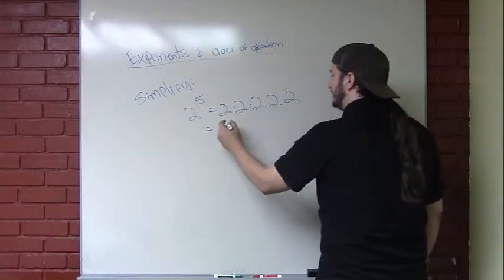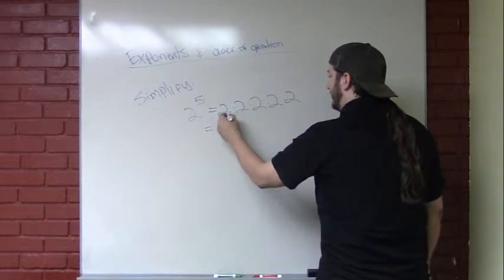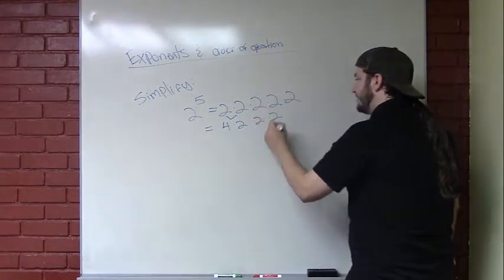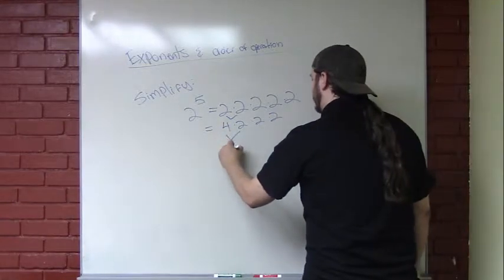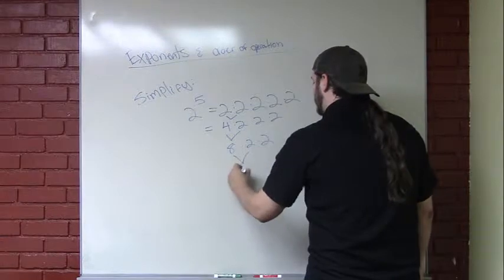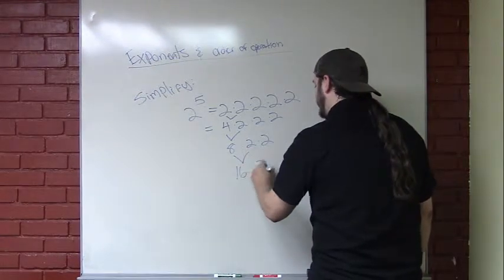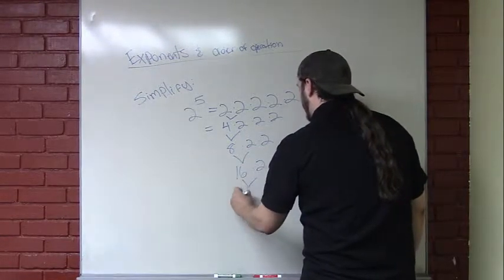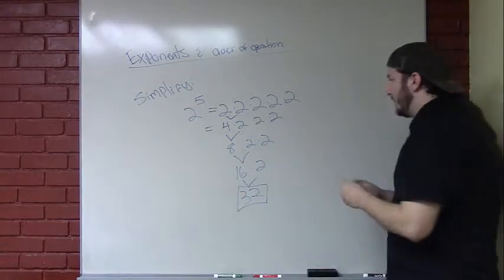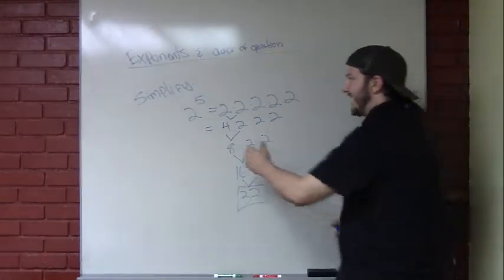Okay? And you can just break this down. 2 times 2 is 4. So you combine those. You have 2 times 2 times 2. This is 8 times 2 times 2. This is 16 times 2. And you end up with 32.